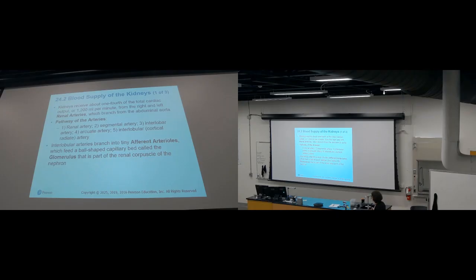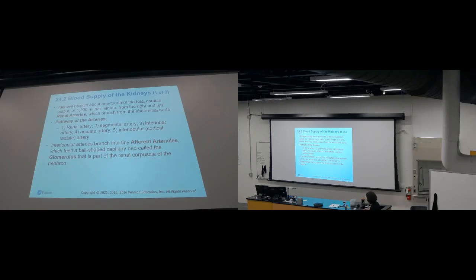And then you will have running in between the pyramids these interlobar arteries, and then at the base of the pyramids, the interlobar arteries make a turn following the contour of the base of the pyramid, and they form the arcuate arteries, forming like an arch. That's why they're called arcuate. And then out of this arcuate, you have branches that go radially toward the cortex. These will be the radial or interlobular or cortical radiate arteries.